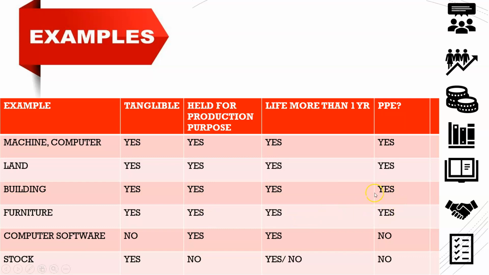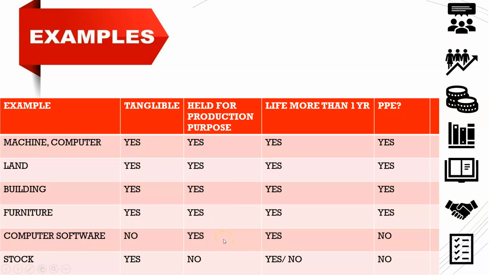So all three components are present, therefore it is a plant, property and equipment. Computer software. Can software be seen? No. Since it cannot be seen or touched, it is not tangible. No, it is not a tangible asset. Next, held for the purpose of production.